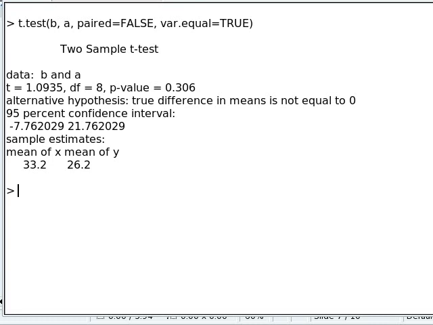R can do all this work for us. Say we want a t-test of B against A, and then we want to have paired, in this case, be false. We still want the equal variance assumption to be true. And we'll do a two-tailed test in this case to see if there's a difference. We don't care which way it is. We just want to see if there's a difference at all. And there we get this.